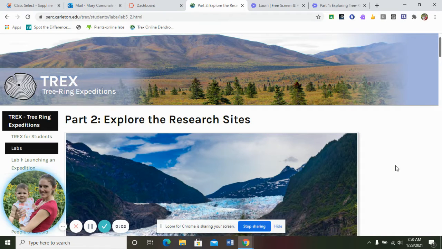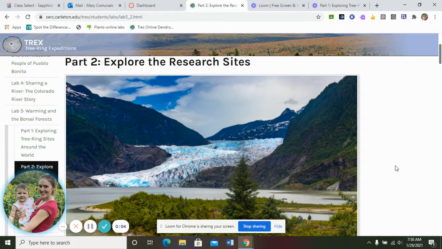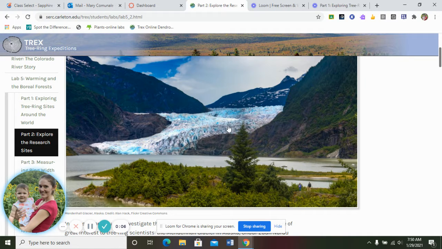All right, here we are with part 2, explore the research sites. Look at that picture there. This is all ice, and it goes right into this lake here.